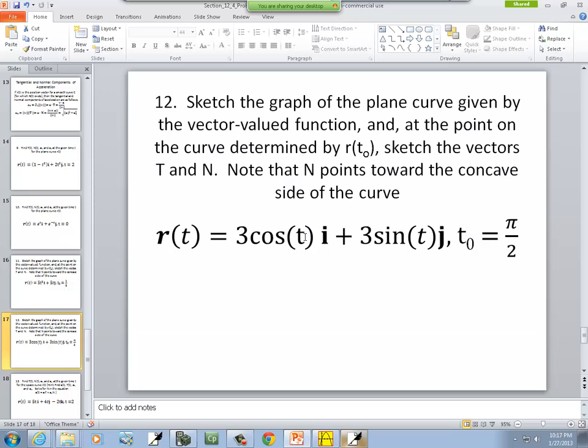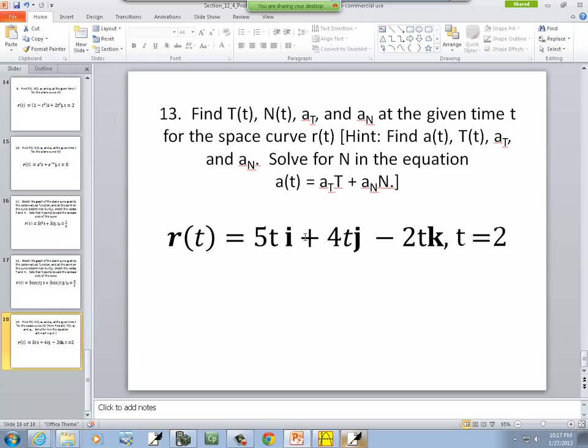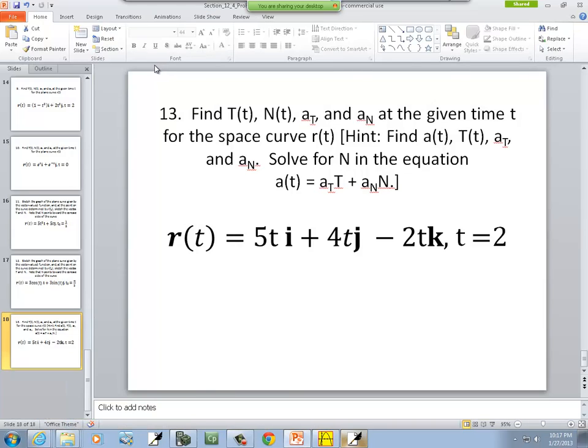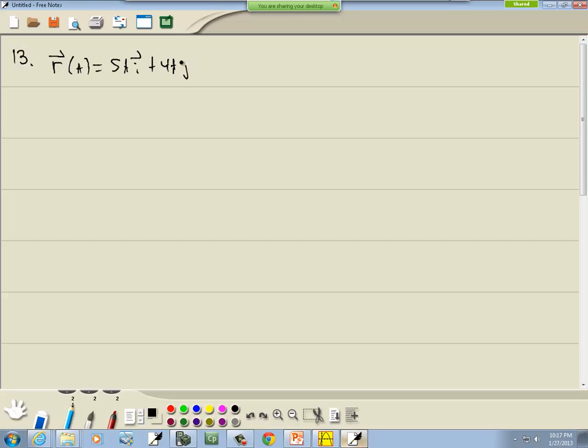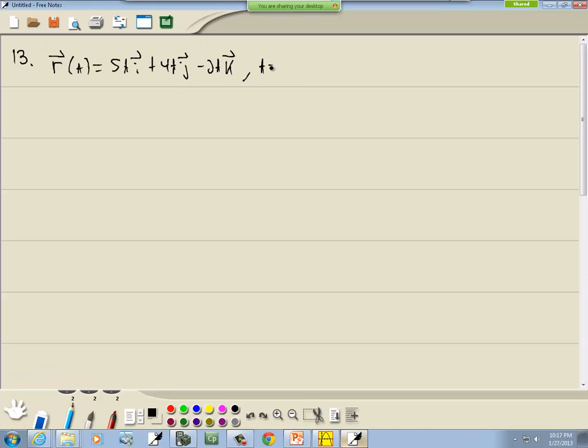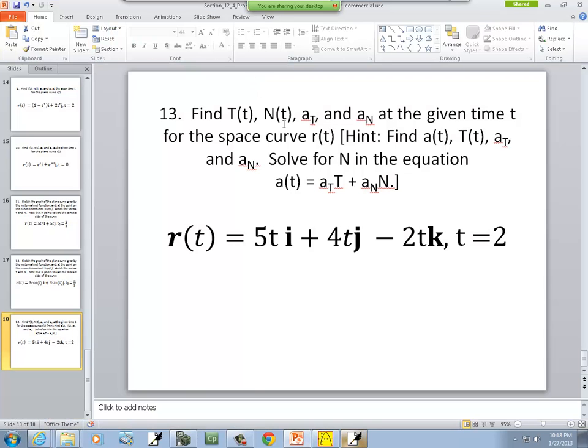Number 13. Given r(t) = 5ti + 4tj - 2tk, and t = 2. I'm going to find these four again. It says hint: find a, T, and a sub T and a sub N, then solve for N.